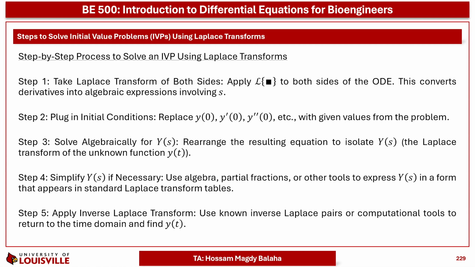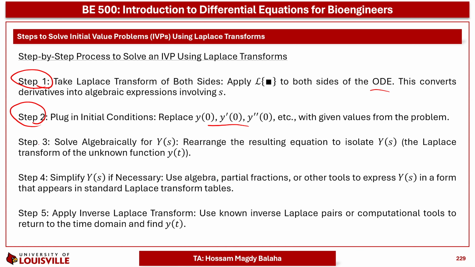There are 5 steps that can be used as a step-by-step process to solve an initial value problem using Laplace transform. First, take the Laplace transform of both sides, applying Laplace to both sides of the ordinary differential equation and converting derivatives into algebraic expressions in the s domain. The second step is to plug in the initial conditions, by replacing y(0), y'(0), and so on with the given values from the problem.